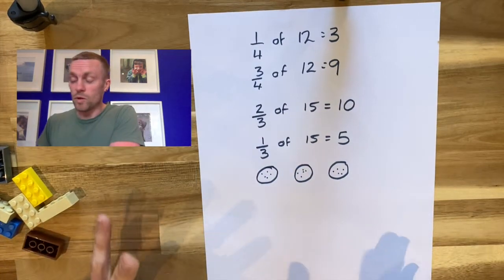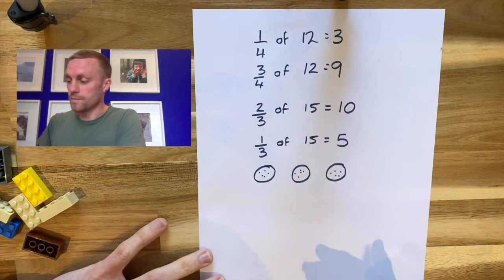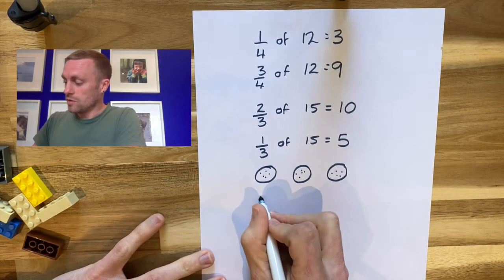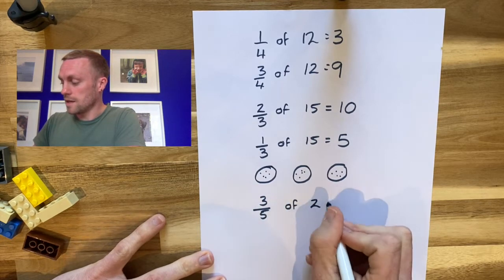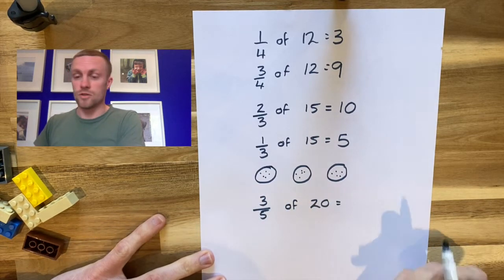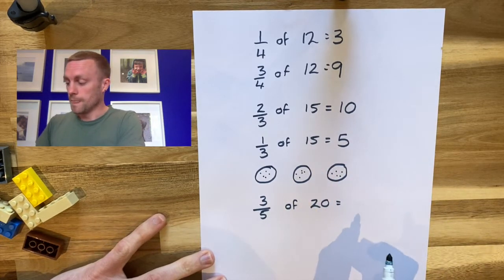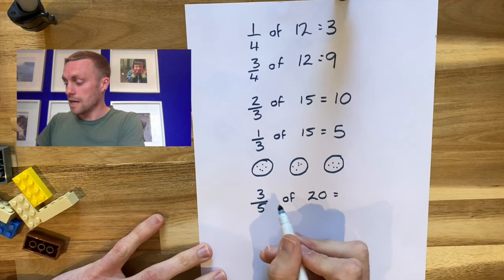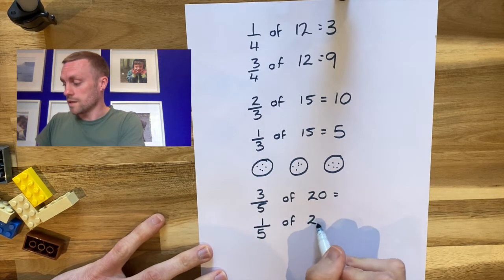So what about if I want to move on to the next step then? So I want to do it without anything at all. So I'm going to do 3/5 of 20. How am I now going to work that out? I don't want to use apparatus. I don't want to use drawings. I want to just do it mentally. So again, the first step here is the same. I want to work out what 1/5 of 20 is.